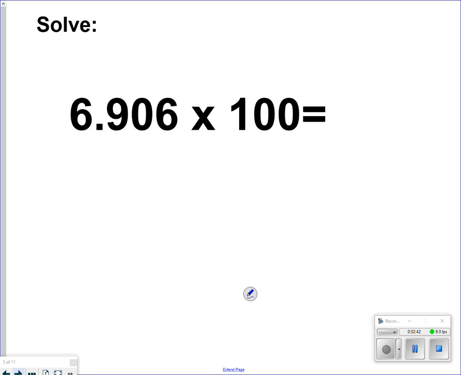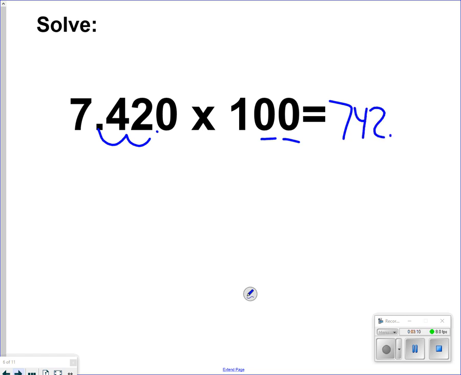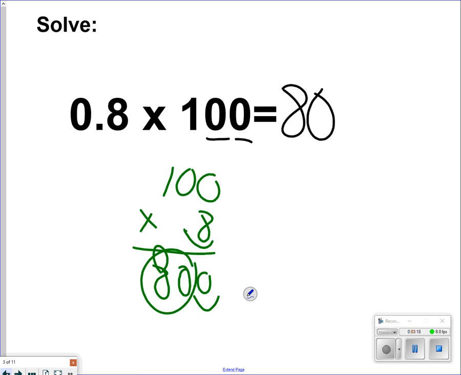Next number, I have 6.906 times 100. I'm just going to count the 2 zeros in my 100. I'm going to move this decimal 2 spots to the right. So I'm left with 690.6. Next problem. 7.420 times 100. I have 2 zeros in the 100. I'm going to move this decimal 2 spots to the right. So I'm left with 742.0. I'm going to go back here, and I want you to watch me very closely with these, okay? Actually, I'm going to move on.